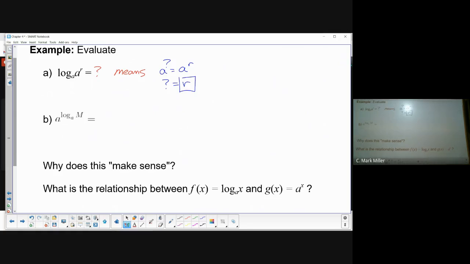Now, if you didn't think of that, do what we've been doing. Use the definition. Call that question mark. That's our mystery. So this means that a to the question mark equals log base a of m. Hang on a second. No, sorry about that. I don't like what I just wrote.